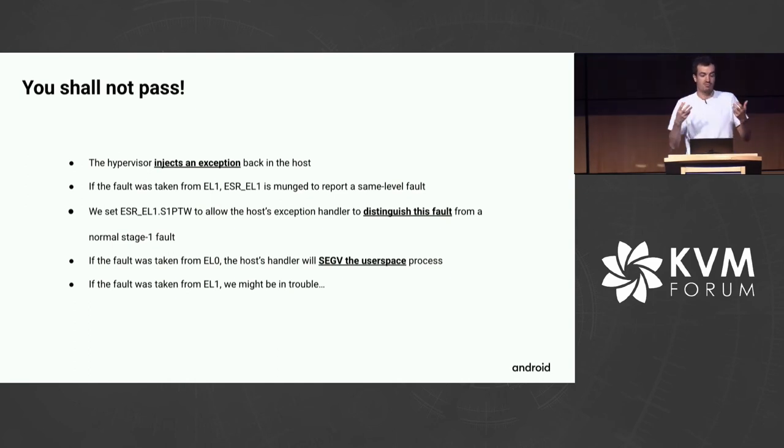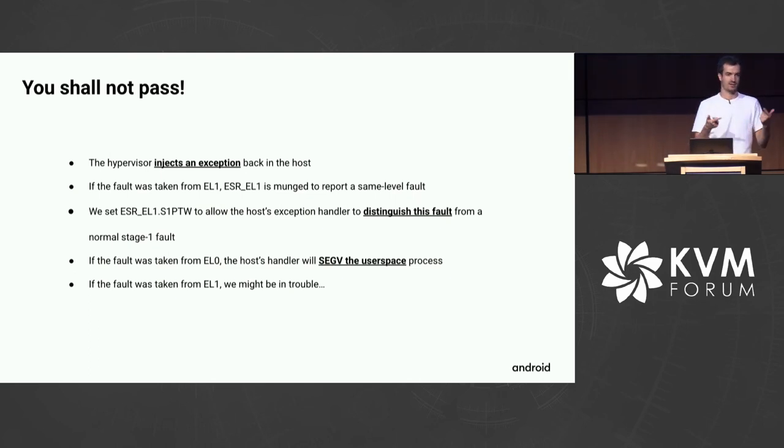The handling that we have implemented in pKVM is basically that the hypervisor just reinjects the exception back into the host and has the host handle it. If the fault was taken from EL0, it means that it was user space that accessed pages that have been donated to a guest. That's typically going to be the VMM that still has a mapping on the page that has been donated. It tries to access that, and obviously something has to be done. In that case, the hypervisor will just re-inject the exception back into the host and set an additional bit in the exception syndrome register to make sure that the host handler can distinguish that exception from a normal EL0 paging fault.